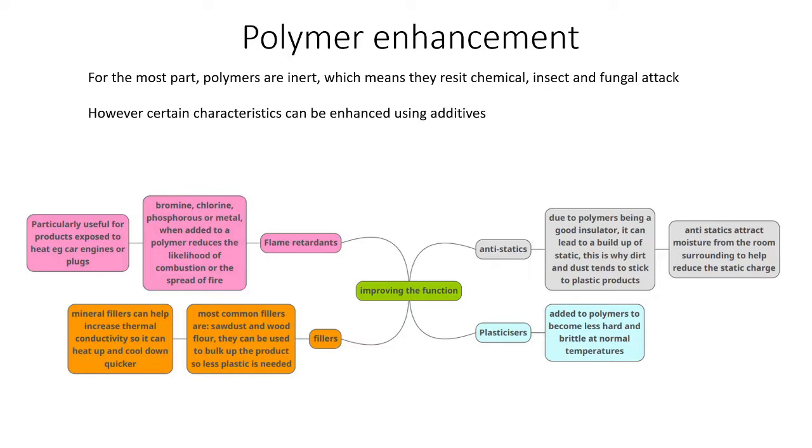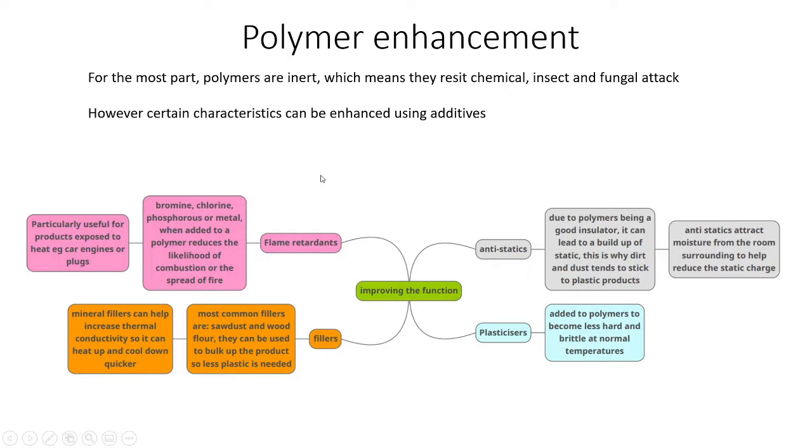However, certain characteristics of plastics can be enhanced using something called additives. Now, we've talked about additives before a little bit, but I'm going to go into more detail about the different kinds of additives that you can have. So first of all, we're going to improve the actual physical function of a polymer. You can add something called flame retardant. So we'll start at the top and work our way around.